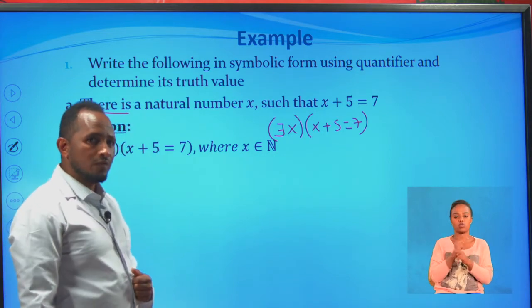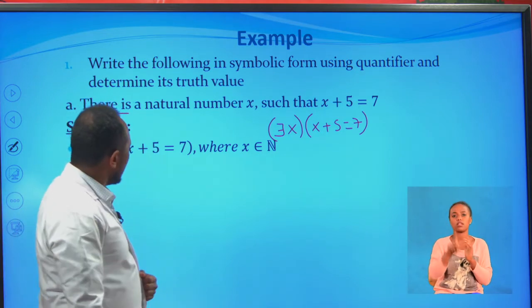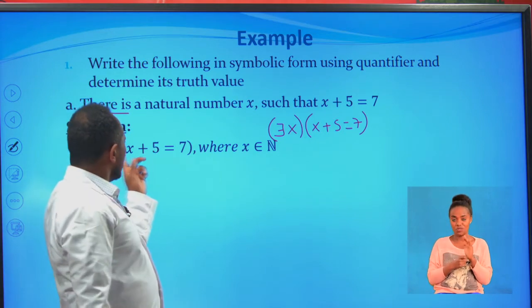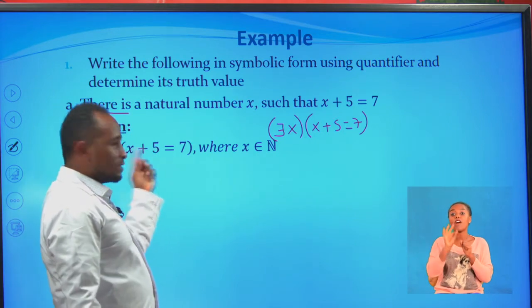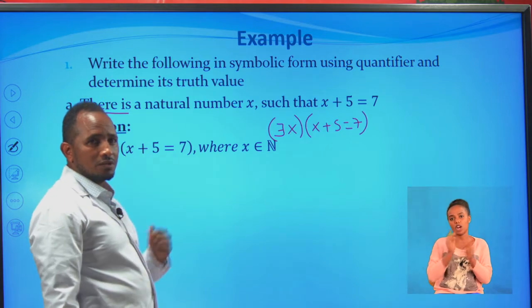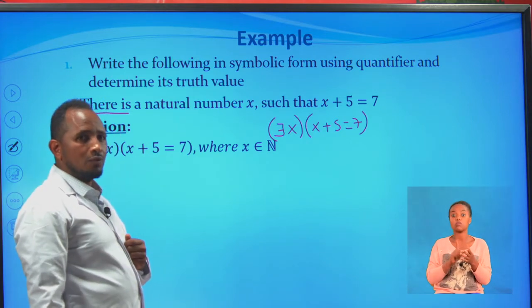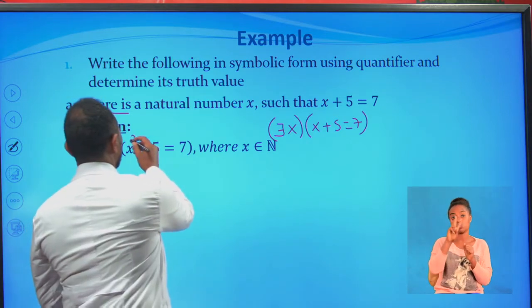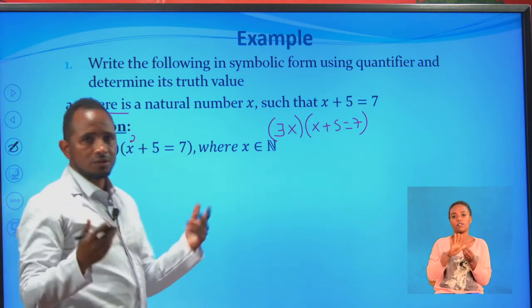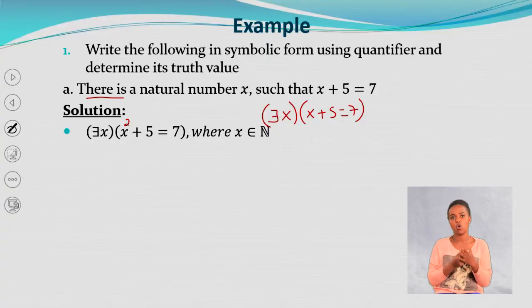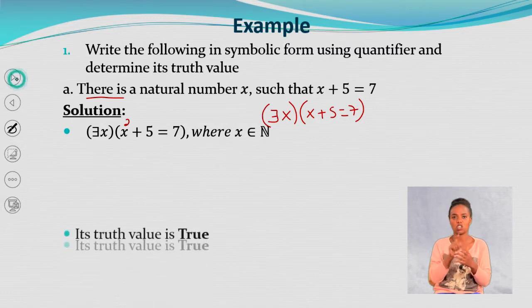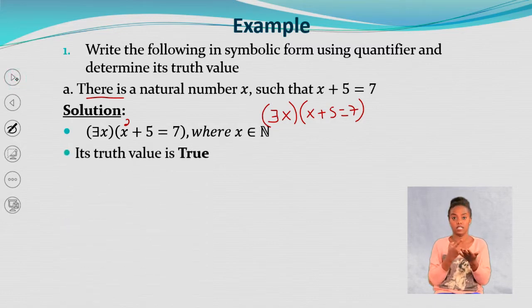So what will be the truth value? You can find one number from the natural numbers satisfying this equation. Yes, we can find one number. If you take 2, 2 plus 5 gives 7. It's true. Therefore, there is a natural number satisfying this equation. So the truth value of this statement is true.